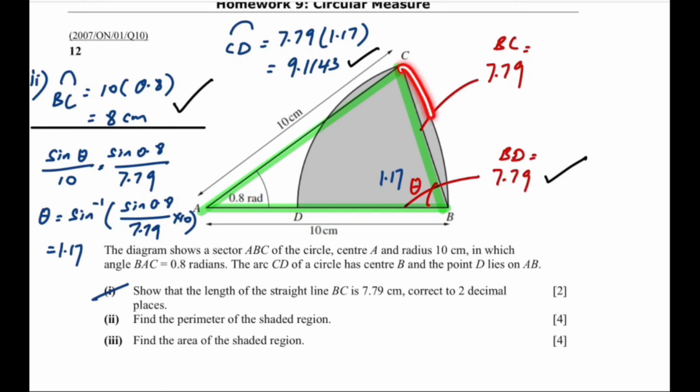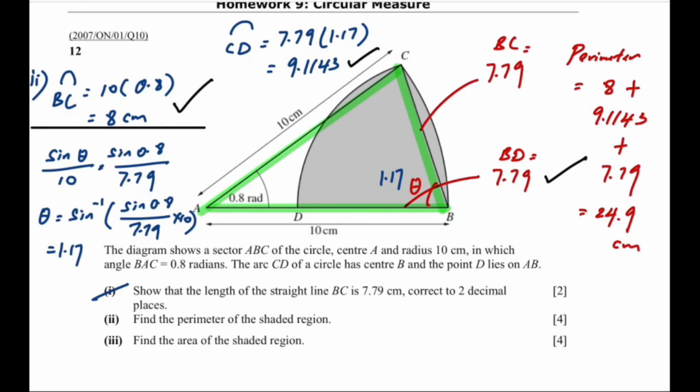So this is the perimeter of the shaded region: arc BC is 8, arc CD is 9.1143, and the length of BD is 7.79. You have everything you need to calculate the perimeter of the shaded region. Final answer: 24.9 cm. That is for question 2.